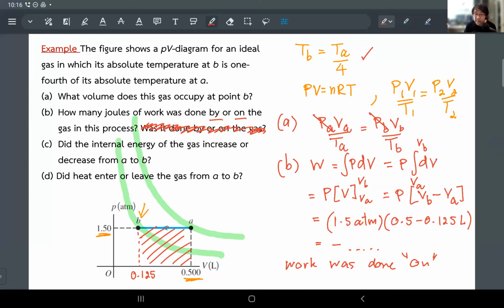You swapped the numbers. Sorry. Thank you. My bad. It should be 0.125 minus 0.5 liter. Thank you so much. Got it. I just wanted to check whether you guys are paying attention or not.